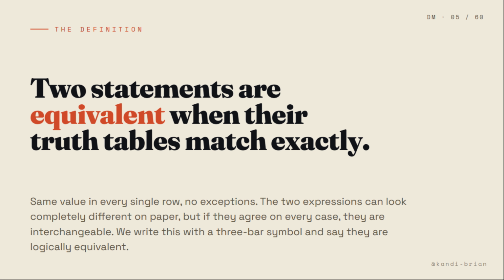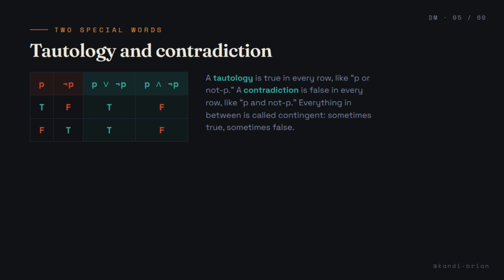So the definition leans entirely on the tool you already have. Two statements are logically equivalent when their truth tables match exactly, the same value in every single row with no exceptions. The two expressions can look totally different written out, but if they agree on every possible case, they are interchangeable. You can swap one for the other anywhere and never change a result. We write this with the 3-bar equals symbol, and we say the statements are logically equivalent. Notice this is not sometimes equal or usually equal. It's every row always.